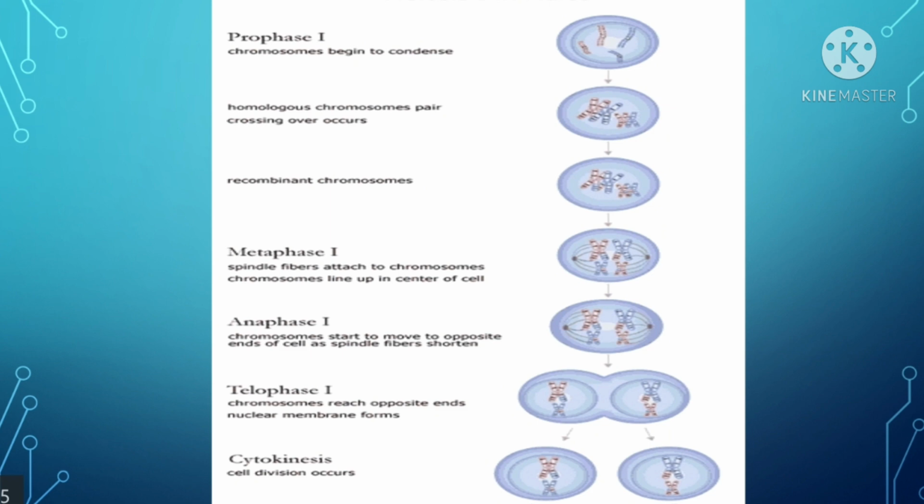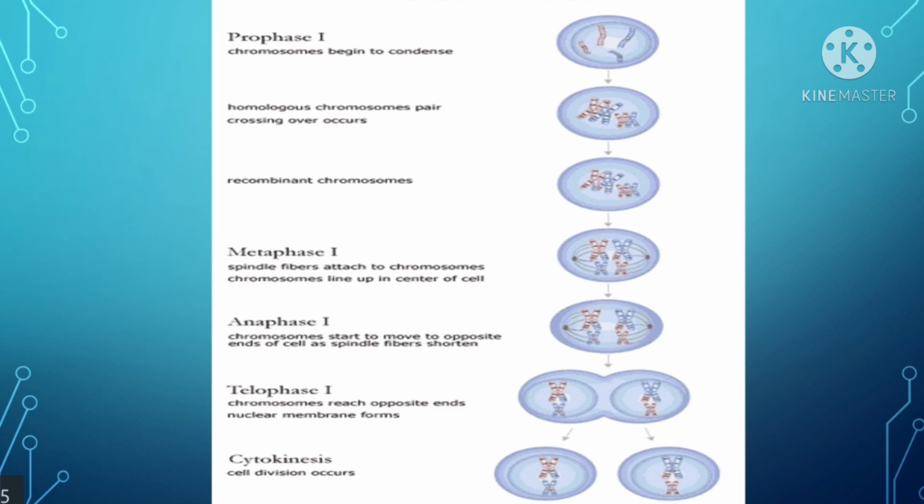In meiosis, homologous chromosomes migrate toward opposite poles of the cell during anaphase 1. Sister chromatids do not separate in anaphase 2. An example of it is meiosis in males.